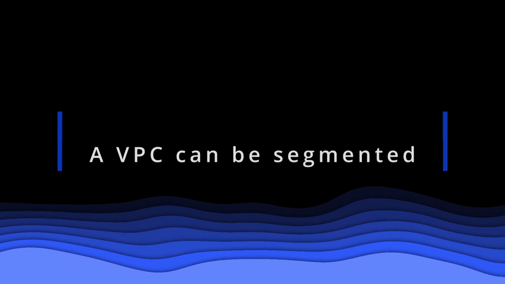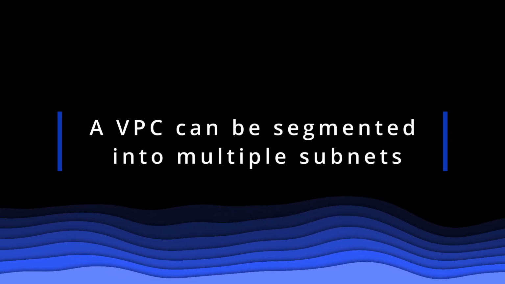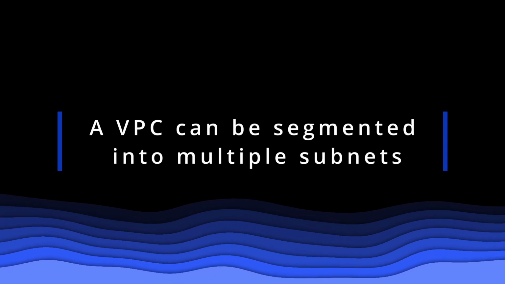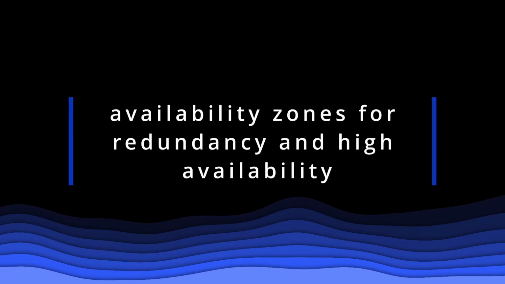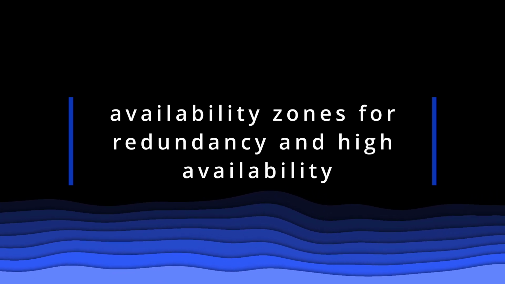A VPC can be segmented into multiple subnets, allowing finer control over the IP address ranges and facilitating better organization and security. Each subnet can be associated with different availability zones for redundancy and high availability.